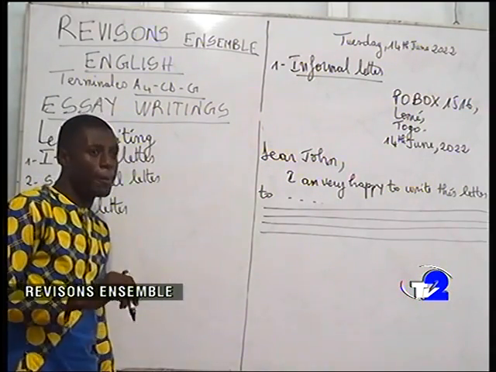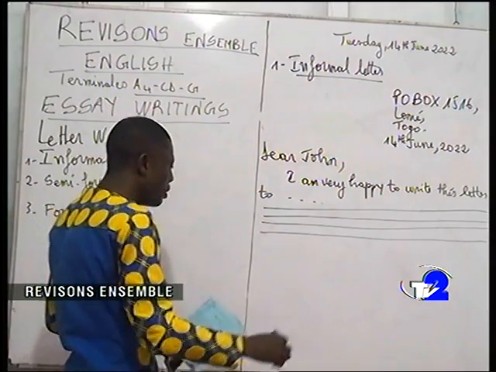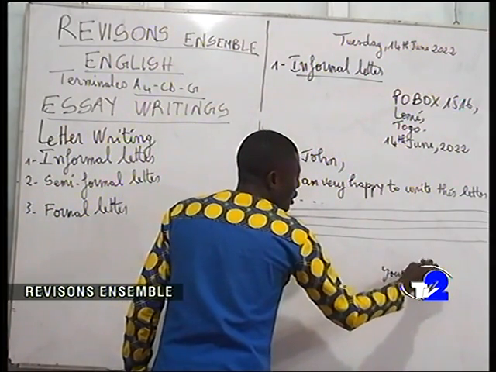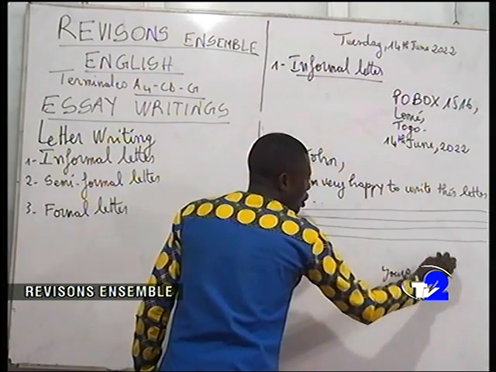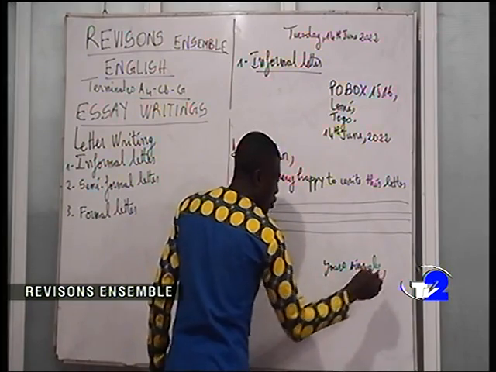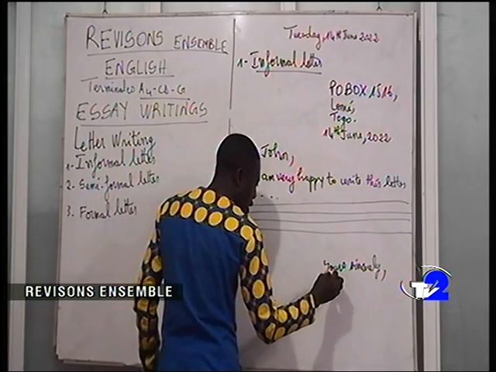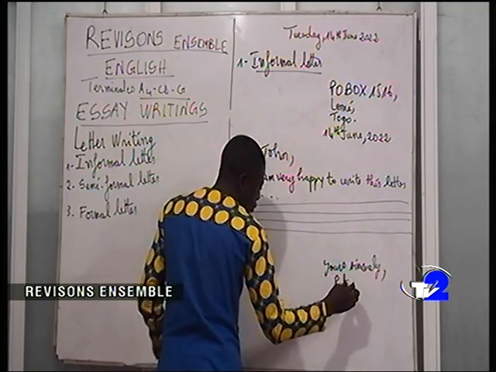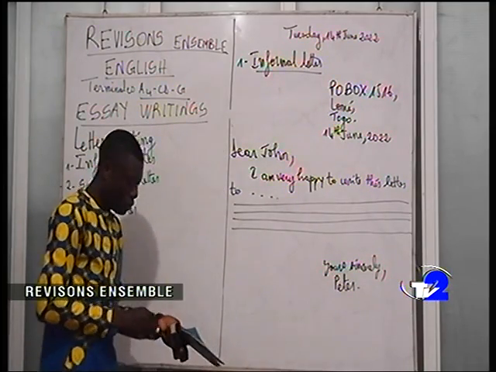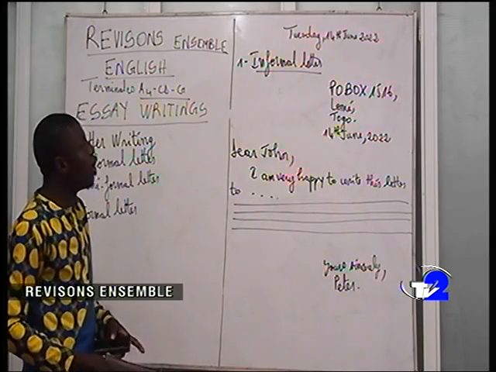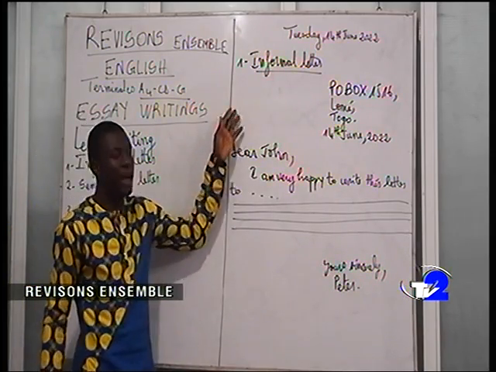When you finish the letter, you are going to close the letter, and the closing can be what? Yours sincerely, comma, Peter. Suppose that my name is Peter, so I write Peter. So that is the presentation of a friendly or informal letter in English.